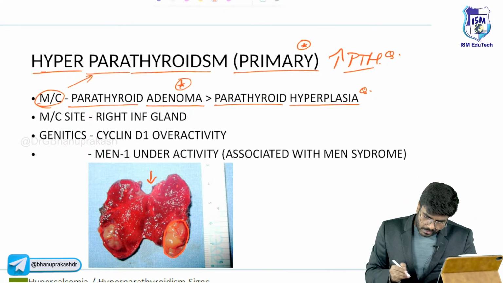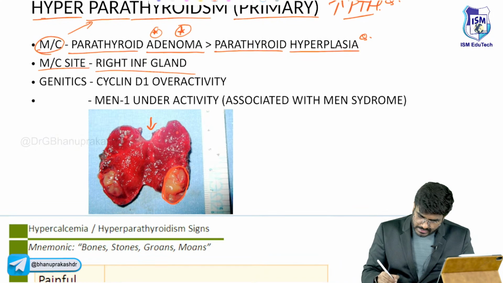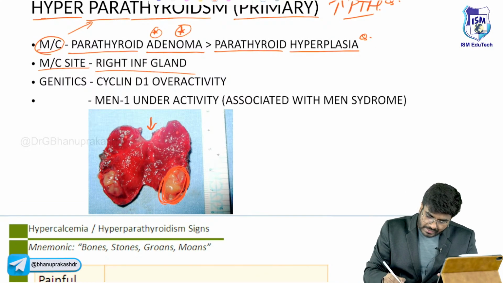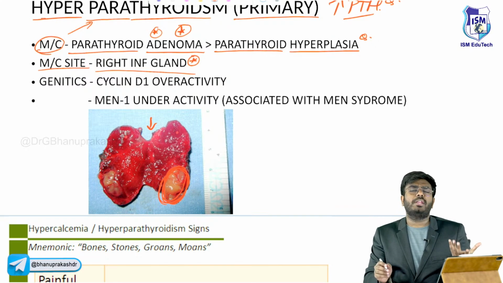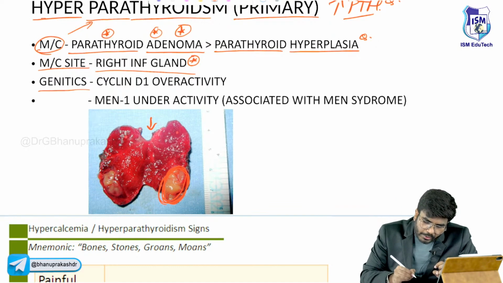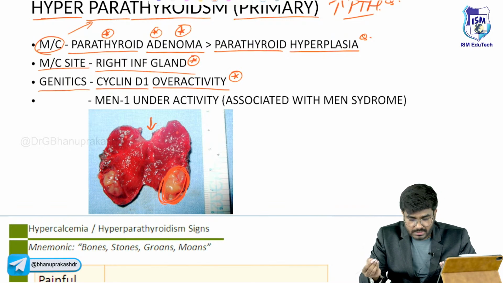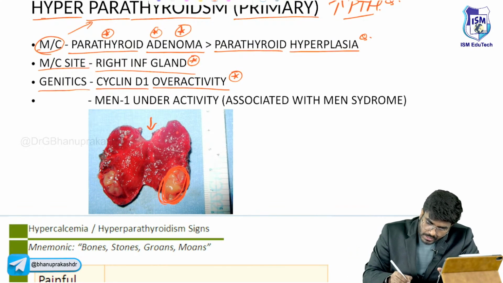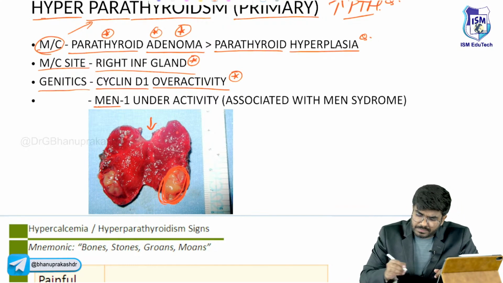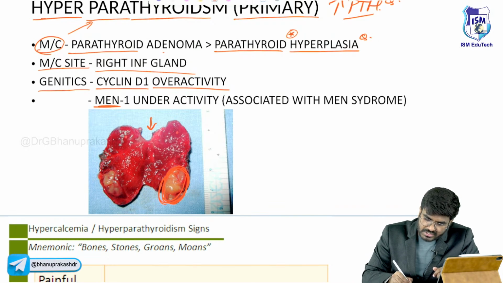Done, sir. Now, what is the most common site? Which gland can get this adenoma? It's the inferior glands. That too, the right inferior gland is the most commonly going to develop these adenomas. Okay, so what are the genetics involved? Why this parathyroid adenoma? Maybe because of some gene mutation, cyclin D1 overactivity. Cyclin D1 overactivity is associated with parathyroid adenomas, leading to hyperparathyroidism. Parathyroid hyperplasias are associated with MEN syndromes. I will discuss this also in today's class.